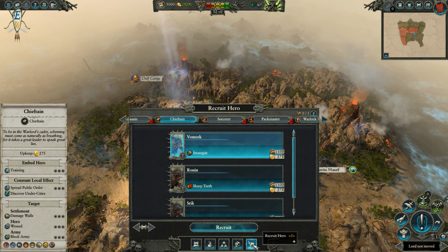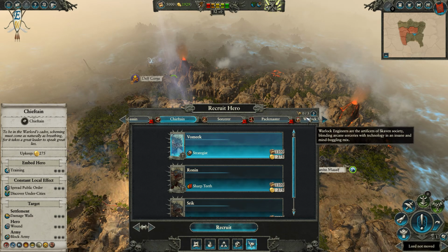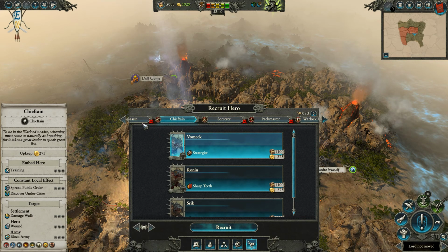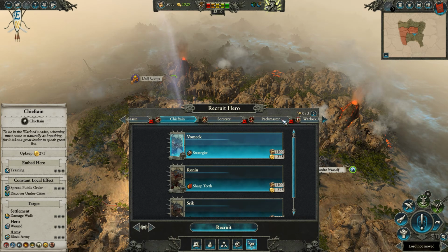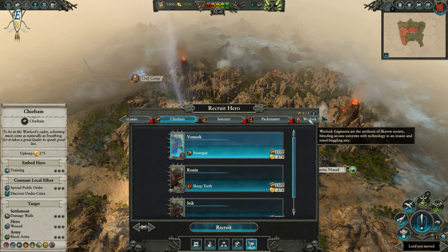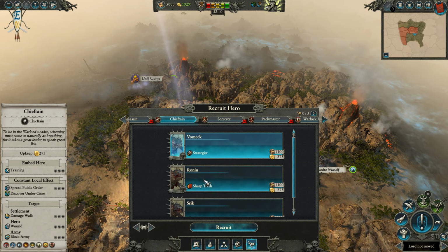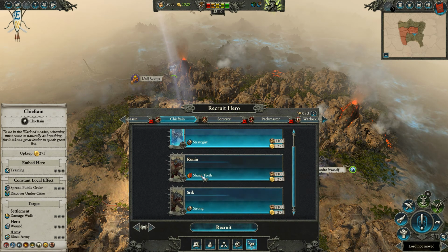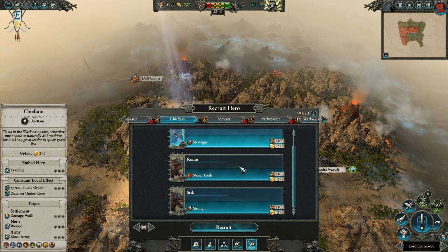Okay, so the next button, recruit hero. The Skaven, I believe, currently have the most heroes to choose from. So they have an assassin, chieftain, sorcerer, packmaster, and warlock engineers. So they've got a fair choice to choose from, and it's just a random trait that is generated here.